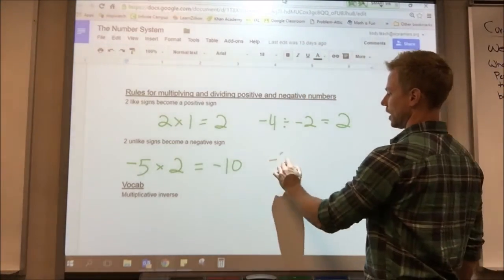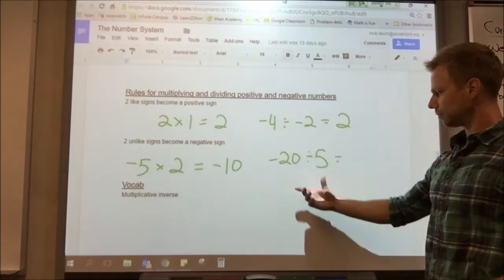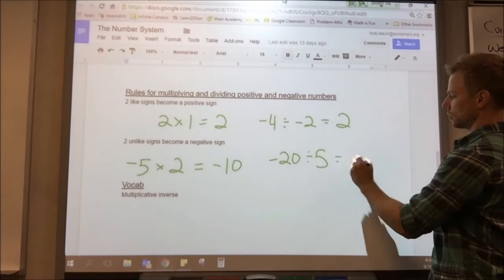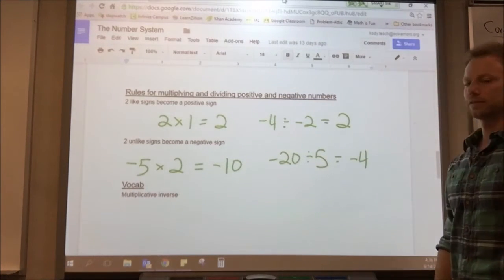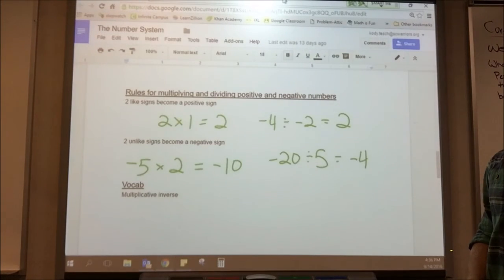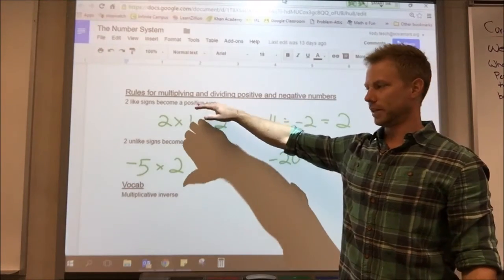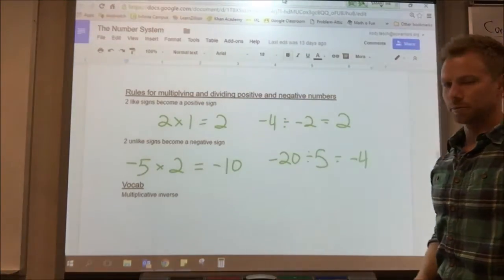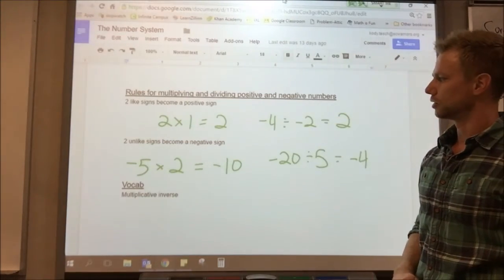Okay, if I had a negative 20 divided by a positive 5, again, they're unlike, so it's going to be negative, and 20 divided by 5 is 4. Gives me an answer of a negative 4. Okay, so kind of similar to our addition and subtraction rules in the way that they're written, but they're applied differently, obviously, because it's multiplication and division.